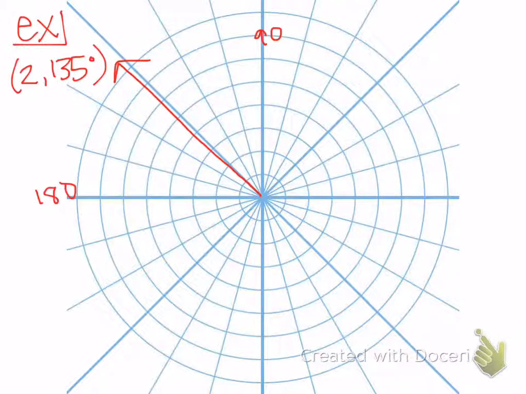And notice all these little circles represent radius of 1, radius of 2, radius of 3, and so on. So if I go to a radius of 2, my dot will be right there. And that point is going to be our final answer. So there's your coordinate. So let's try another one.